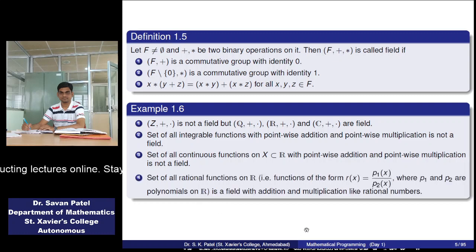Now we think about the other fields. So the set of all rational functions on R, meaning functions of the form polynomial divided by polynomial, is a field with addition and multiplication like rational numbers.